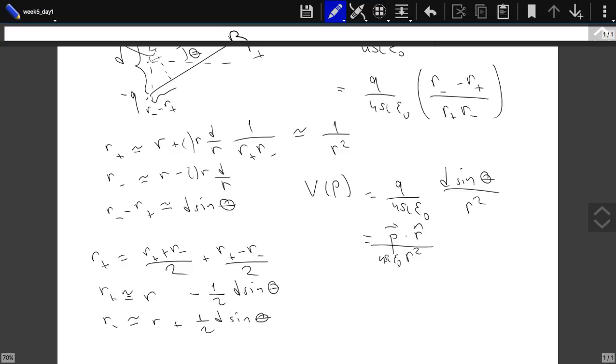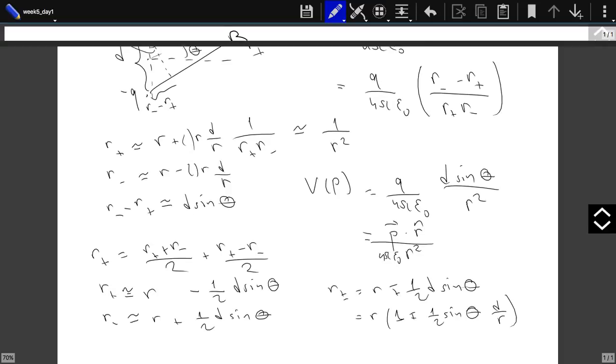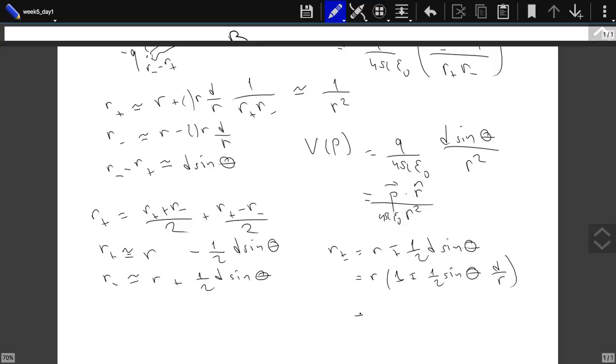Or another way of writing both of these things, R plus minus is equal to R, 1 plus minus 1 over 2 sine theta d over R. And quite often we write this as R times 1 plus some number of the order of d over R. So this is just a notation. It just tells me that these terms contain d over R squared, d over R cubed, etc. So this is a number which is of the order of d over R. Just notation. This line is notation.